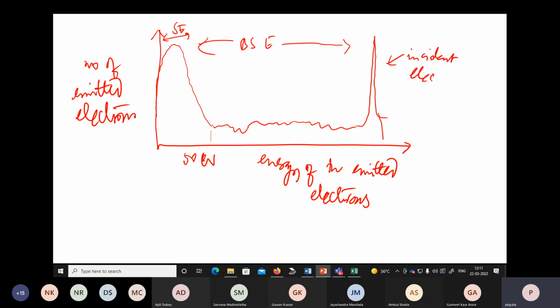So you see that backscattered electrons have a wide variation, the energy distribution is wide, whereas secondary electrons are of low energy, maximum say around 50 eV or so, right?